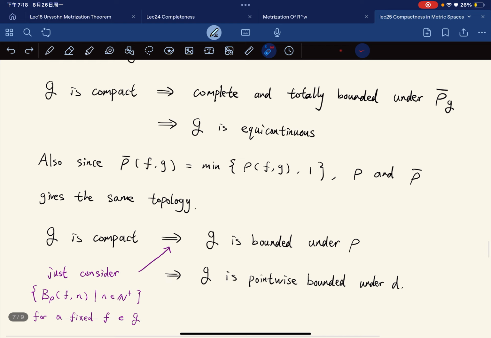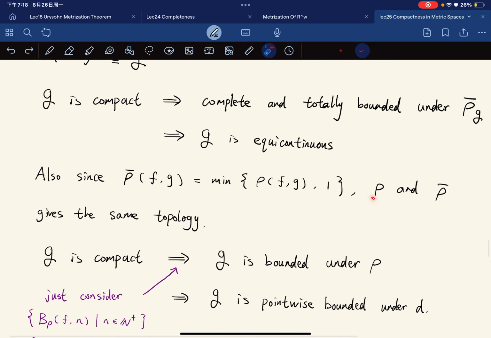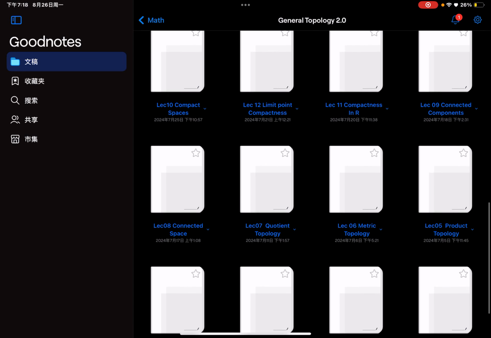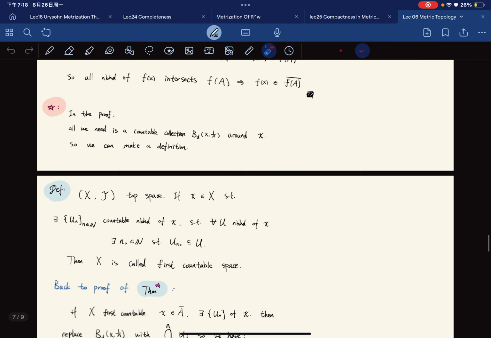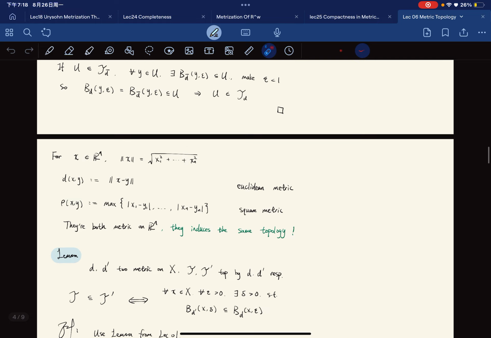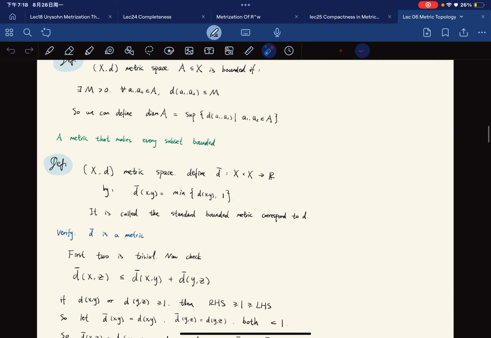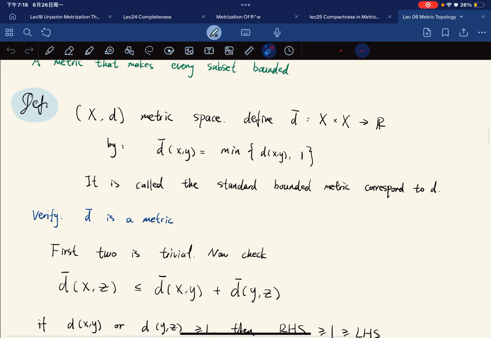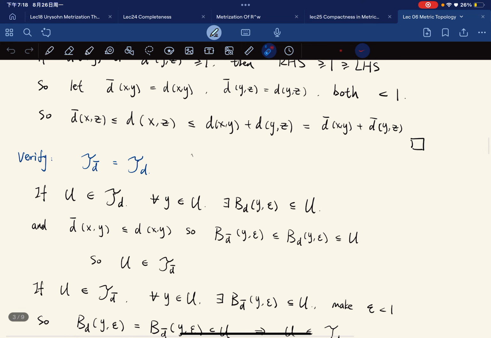And since this holds, rho and rho bar give the same topology on G, right? This is a theorem. We have it in metric spaces. Let me just find it. Metric topology section. Where is it? I think it's here. Give me one second. Yes, like this: given any arbitrary metric space and the standard bounded metric, the topologies they generate are the same, right?